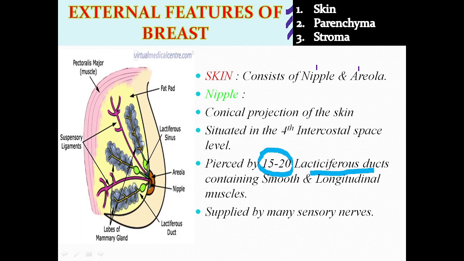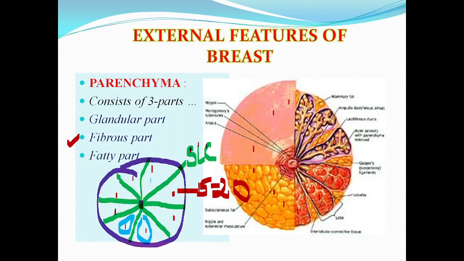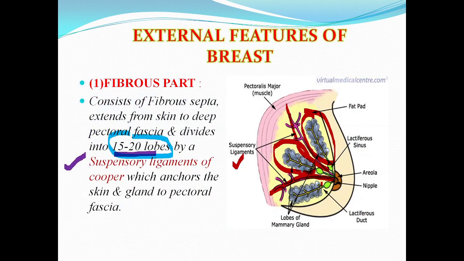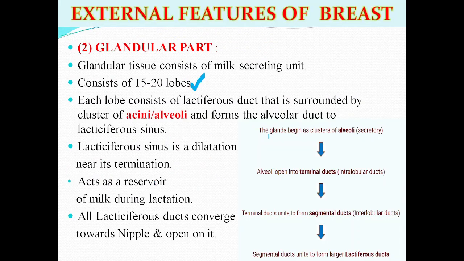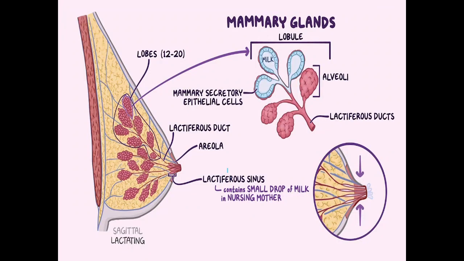Each and every green colored one is ending over here. So now we will try to extend over here. We are receiving one lacticiferous duct, another lacticiferous duct. Towards the nipple we are going to identify them. This is the area where you have to identify. Now, to understand, each lobe consists of a lacticiferous duct that is surrounded by a cluster of alveoli, and they are going to form the alveolar duct to the lacticiferous sinus. And the lacticiferous sinus is a dilation near its termination. What does all this explain? Try to observe over here.